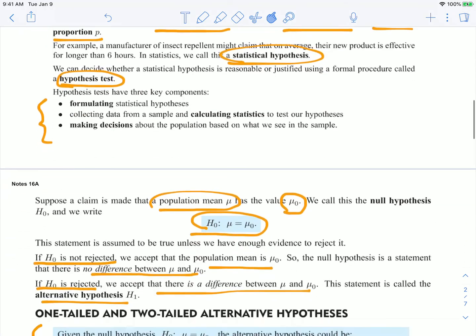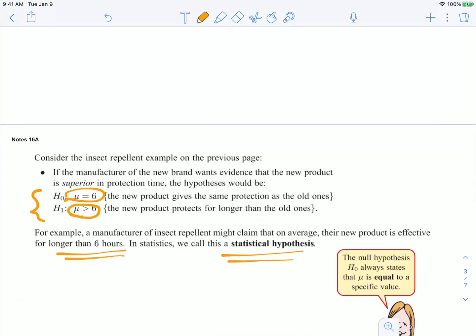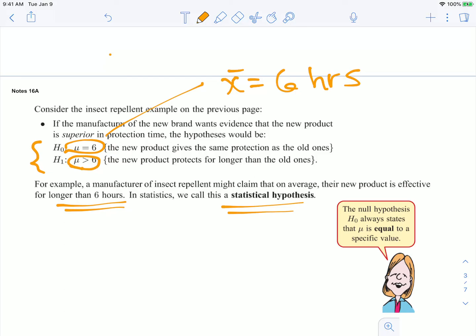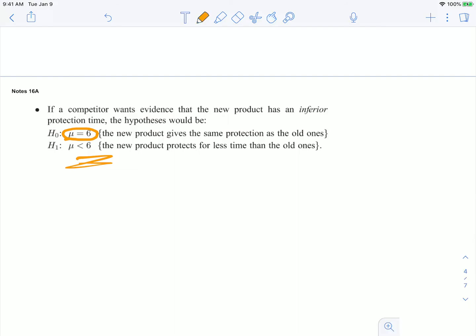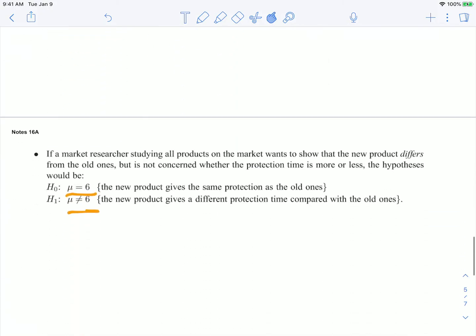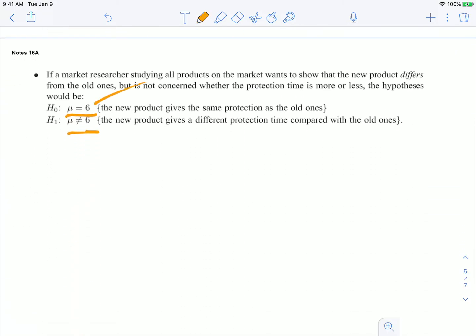So in that original problem, here's the original, 6 hours. And this is saying, is the mean greater than 6 hours? Here's the mean, equal to 6 hours. Is it less than 6 hours? And the last one, the two-tailed, here's your mean of 6 hours. Does it not equal 6 hours?